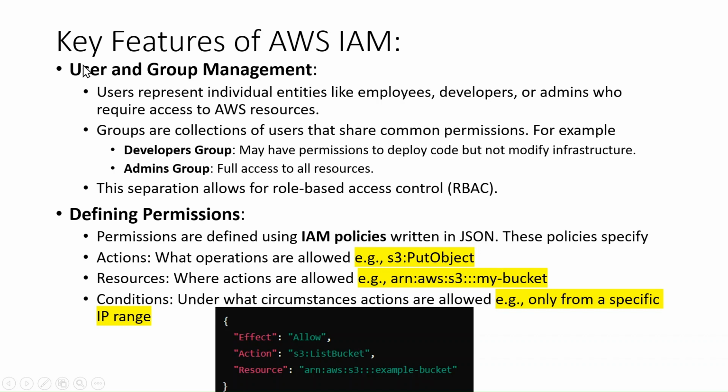So next are some key features of IAM, that is Identity Access Management. In there we have two options. One, we can create the user, and we can also create the group, where we put a set of members into one group. Users represent individual entities like employees, developers, or admins who require access to AWS resources. Next, groups are collections of users, all together.